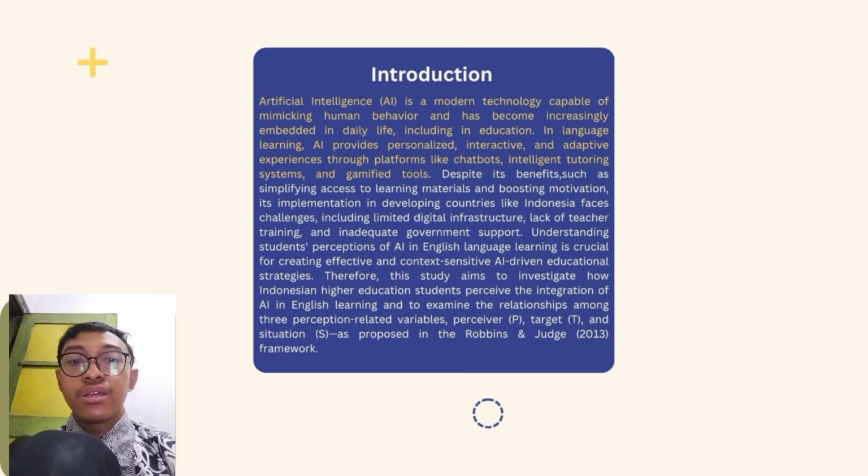in language learning, meaning the content adjusts to the learner's level and progress. It also creates interactive experiences, like using chatbots to practice conversation or apps that give instant feedback. And it is adaptive, meaning it can recognize mistakes and help learners improve in real time. We see this in tools like Duolingo, which gamifies language learning, or Grammarly, which gives personalized writing suggestions. These platforms show how AI is changing the way students learn languages, including English.